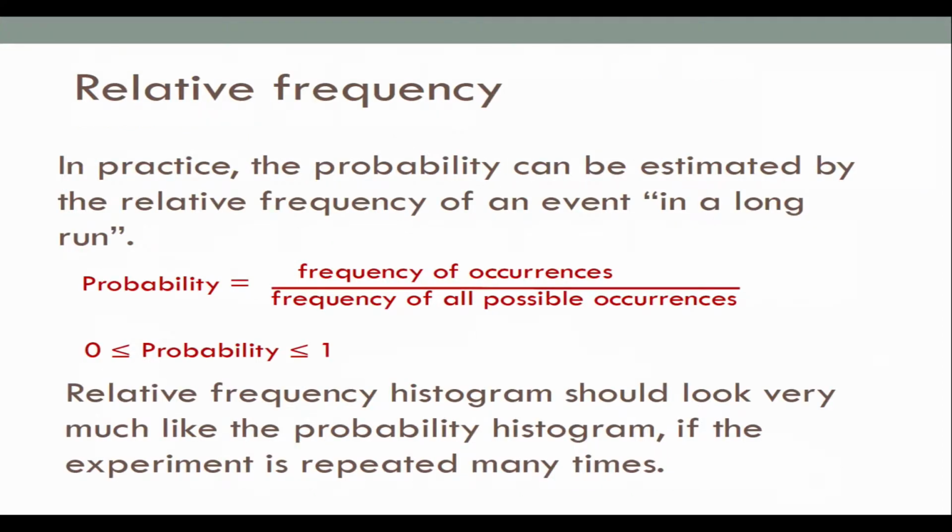In practice, we should be familiar with relative frequency. The probability can be estimated by the relative frequency. If we repeat one trial a large number of times, we can count how many times the event of interest occurs, and then divide this number by the total number of trials we have done. This way, we calculate the relative frequency for a specific event, which can be used to estimate the probability. The probability should be a number between 0 and 1. If we draw a graph of the relative frequencies, it looks very similar to the probability histogram, given that we repeat the experiment a very, very large number of times. The relative frequency histogram approaches the true probability histogram.